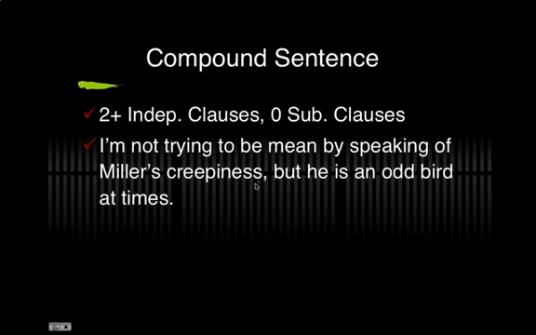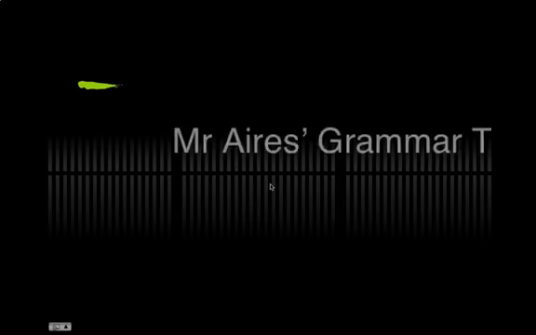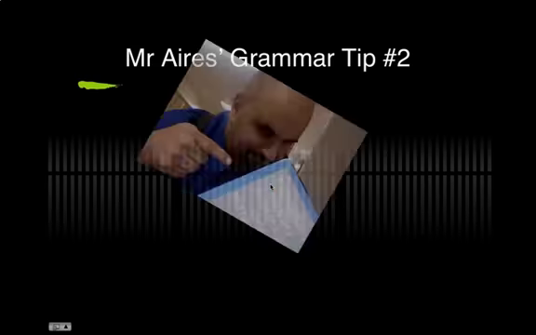Notice this section right here. If you only have 2 clauses in a sentence, and you see this comma before this conjunction, you always have a compound sentence. That's another one of those comma rules. Like the introductory adverb clause is a comma rule, this is also a comma rule. And here's my grammar tip number 2.